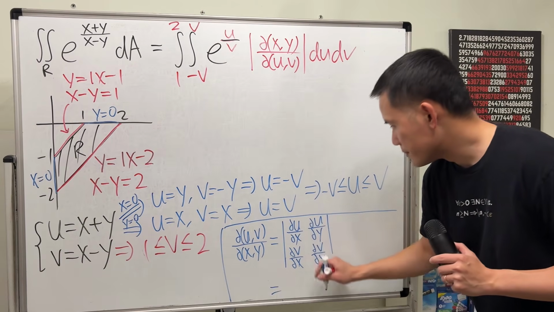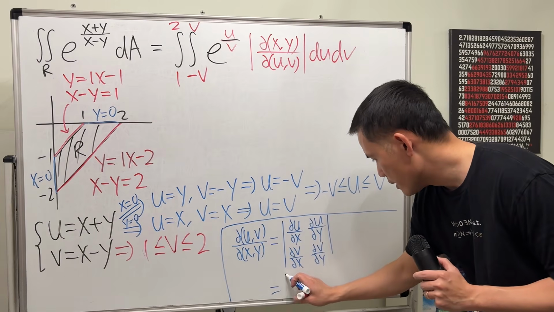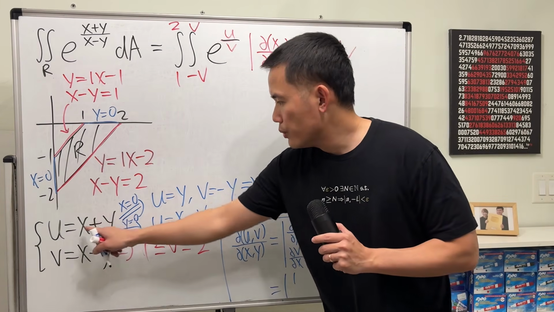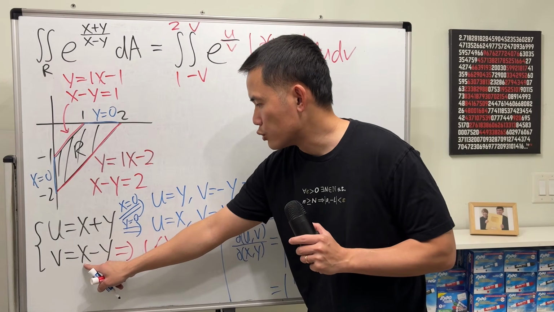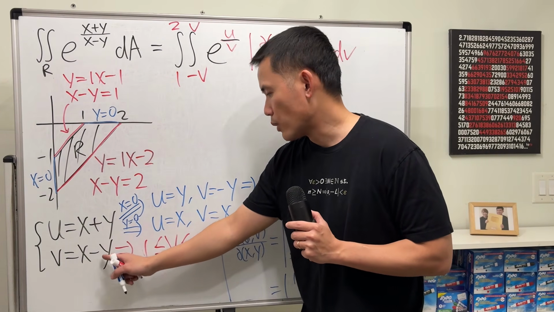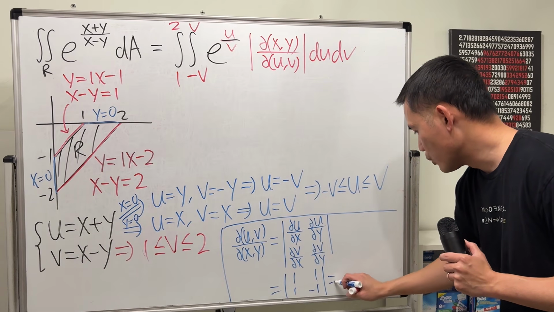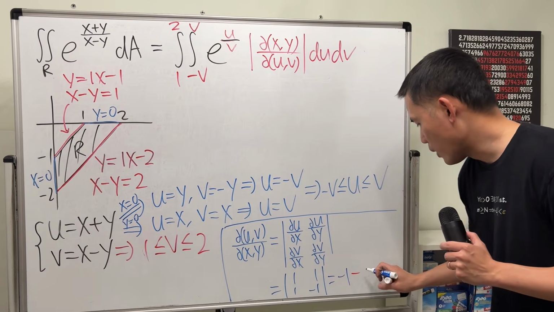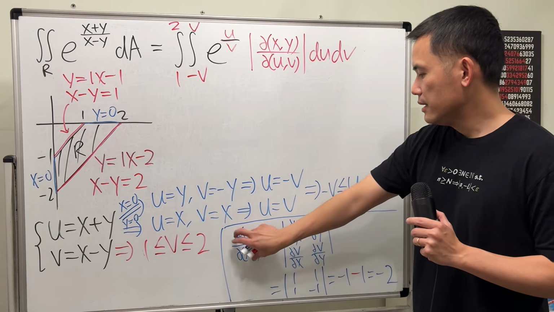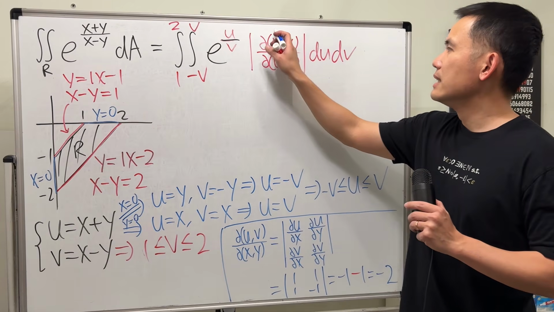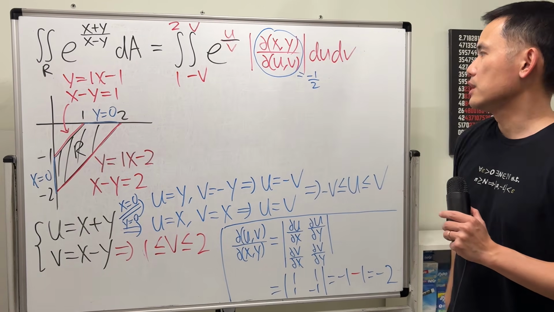Anyways, let's see. I'm looking at u. Take the partial with respect to x, so I get 1. Look at u. Take the partial with respect to y, we get 1. Now look at v. Take the partial with respect to x is 1. If you do the partial with respect to y, you get negative 1. So 1 and negative 1. Now this times this is negative 1. Minus this times that is 1. So altogether we get negative 2. Alright. This is negative 2, but this right here will be 1 over negative 2, which is negative 1/2.